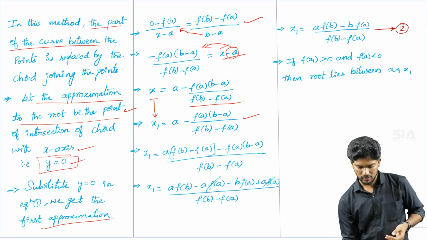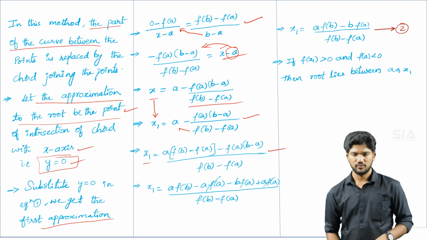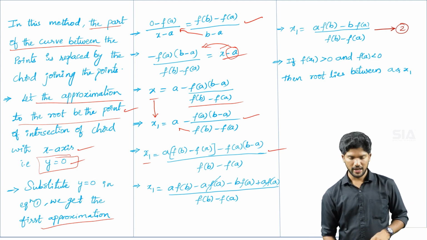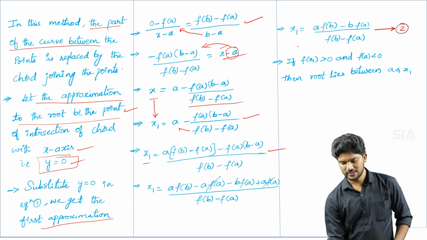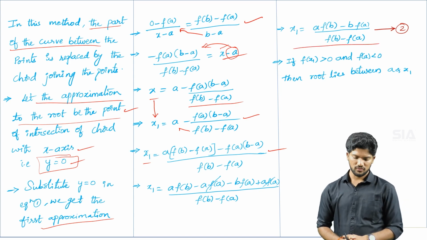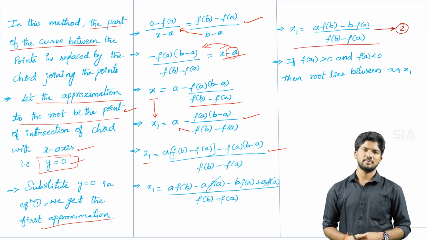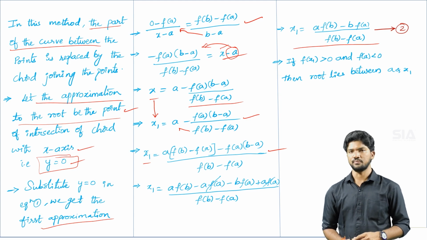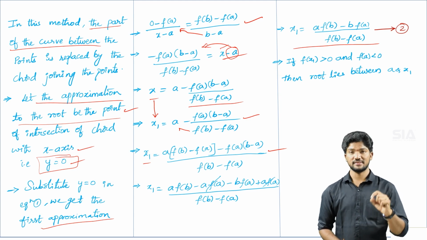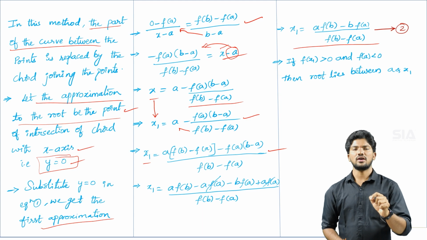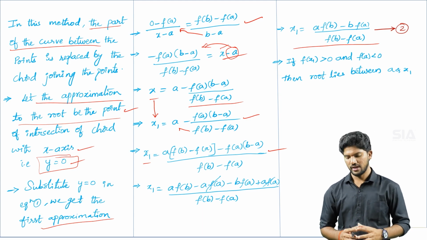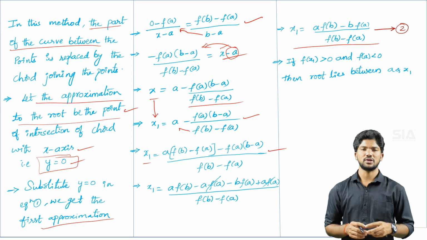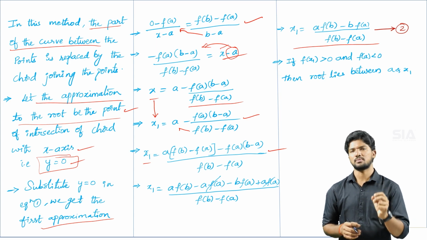So therefore now apply the LCM for these values. If you apply the LCM and simplify, the cancellation terms will get cancelled and you will get x1 is equal to a into f of b minus b into f of a by f of b minus f of a. That is taken as equation number 2. So this is the first approximation: x1 is equal to a into f of b minus b into f of a by f of b minus f of a. Equation number 2 gives the first approximation.